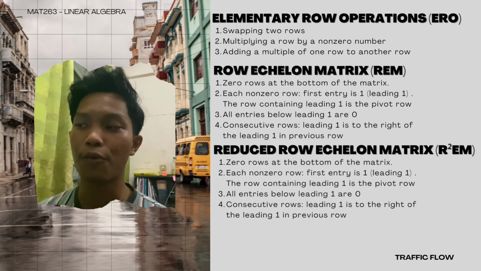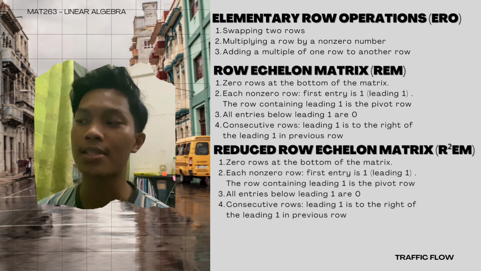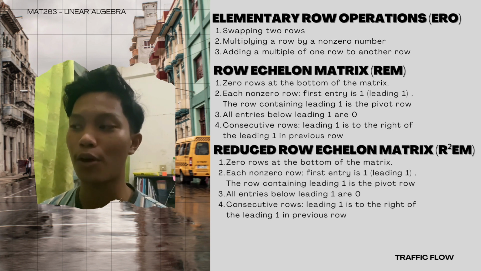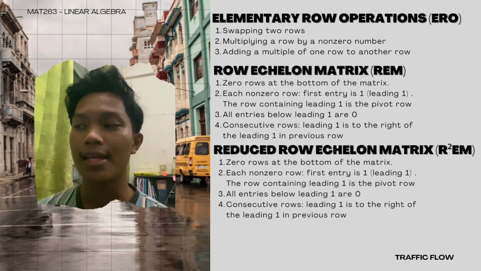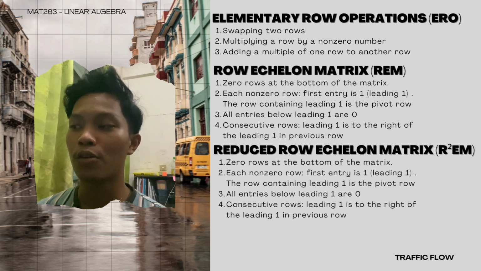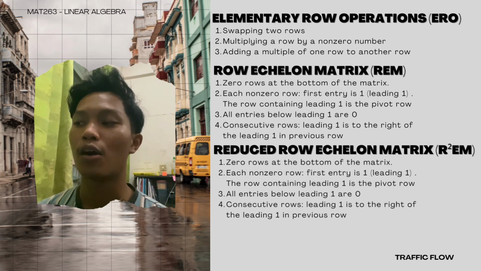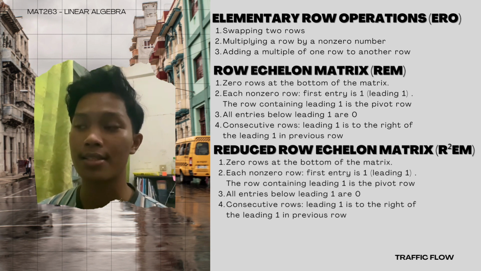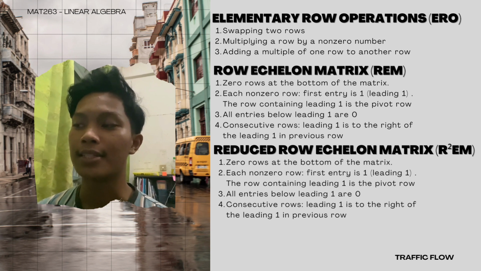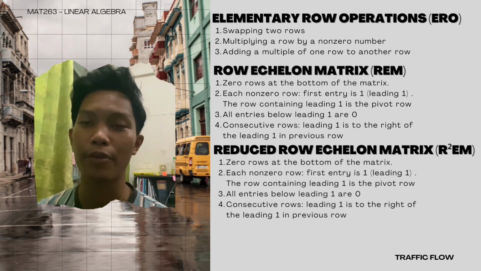Next is the four properties of the row echelon matrix, REM. First is zero rows at the bottom of the matrix. Second, each non-zero row's first entry is 1, the leading 1. The row containing the leading 1 is the pivot row. Third is all entries below the leading 1 are 0. And fourth is for consecutive rows, the leading 1 is to the right of the leading 1 in the previous row.